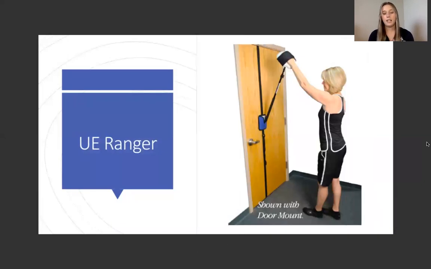This device is called the upper extremity ranger, and it is a great tool to use to help improve range of motion and strength while still providing support to the joint. When I was observing during practicum, the PT used this for a lot of her shoulder patients, so I thought that was cool.